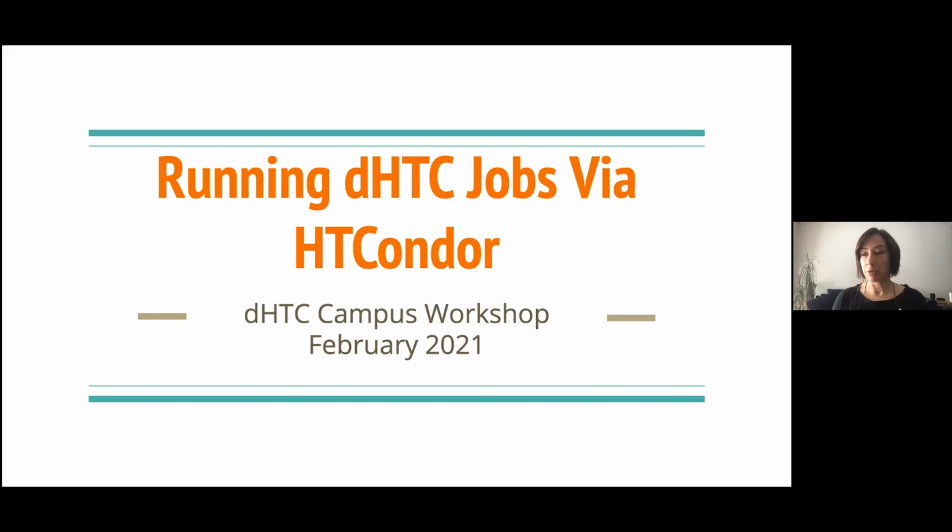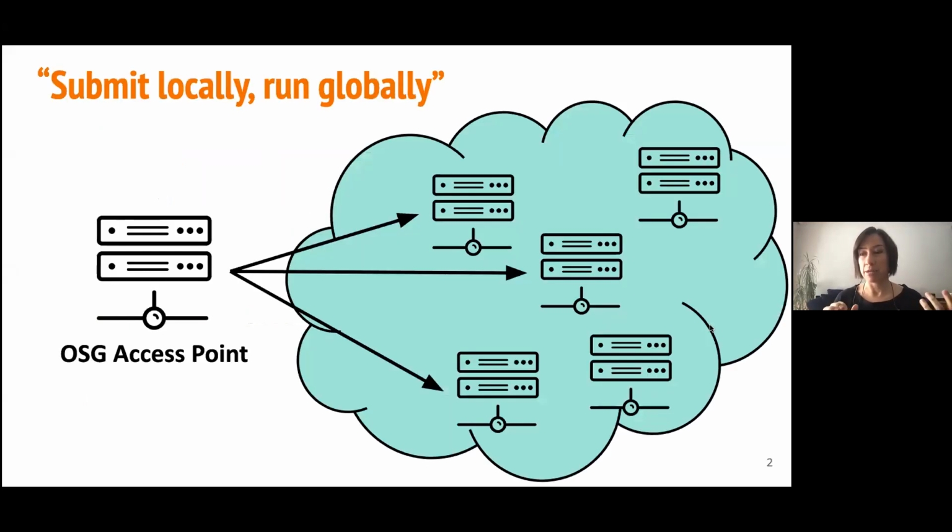In the previous presentation, we heard about the distributed nature of the Open Science Grid, which connects researchers to globally shared compute power via local access points. And it's this idea of being able to submit locally but run globally that really drives a lot of how we think about the Open Science Grid as a tool for accelerating research.